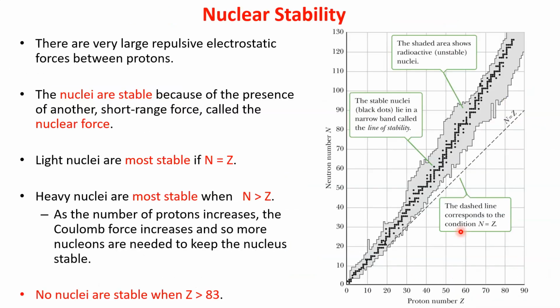For nuclear stability, there are very large repulsive electrostatic forces between protons. The nuclei are stable because of the presence of another short-range force called the nuclear force. For example, inside the nucleus there are lots of protons.